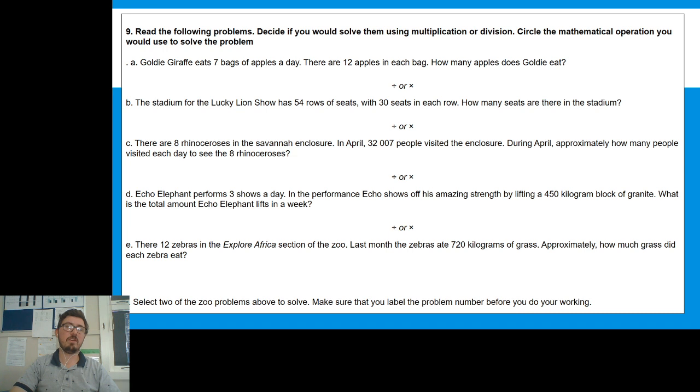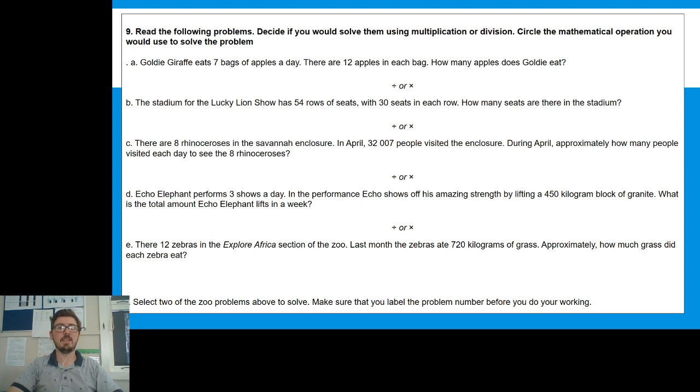Okay, once you've done B, B would be 54 multiplied by 30. I would have to go 54 multiplied by 3 because I cross out the 0 to make it a bit easier. I'd work out 54 times 3, which is 162, and then I'd add the 0 in at the end, which is 1,620. Okay, so that's the strategy I'm using.